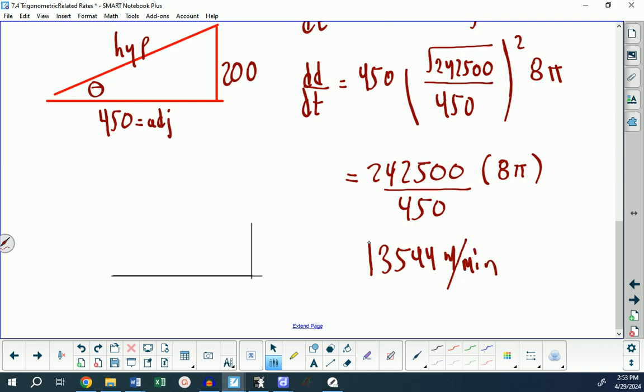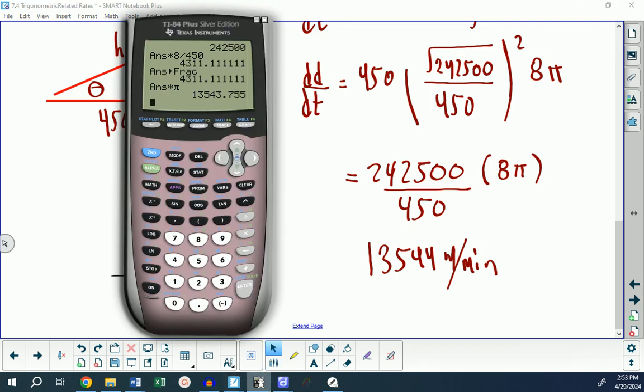If you want to divide that by 60 to find out how many meters per second it is, we could do that. It's about 225 meters per second, about 2 football fields per second. Any questions with that part, which is the second question asked here?